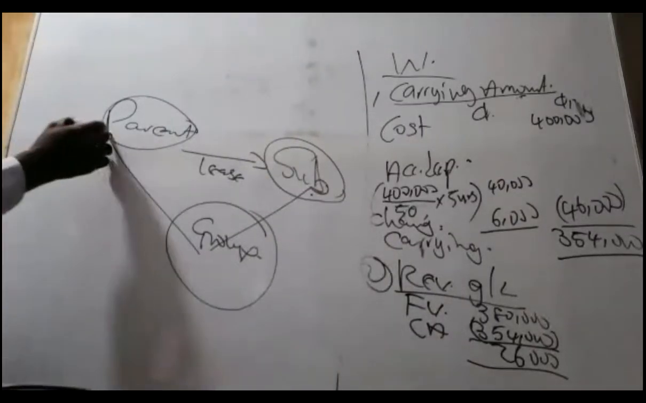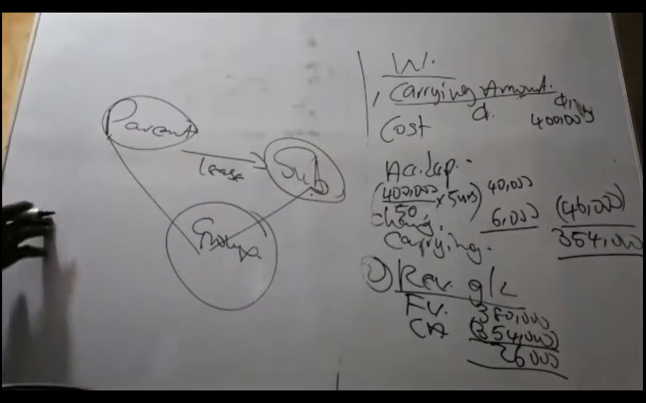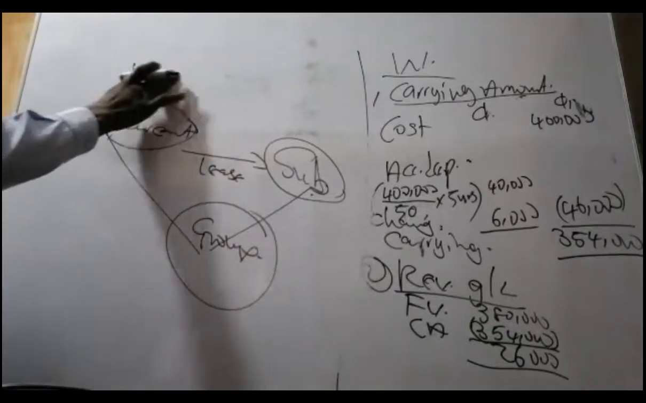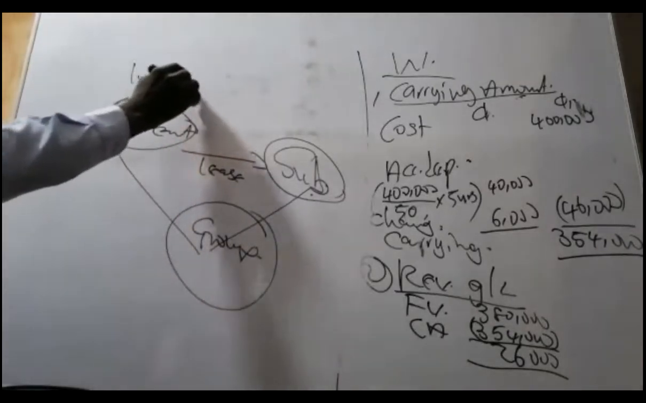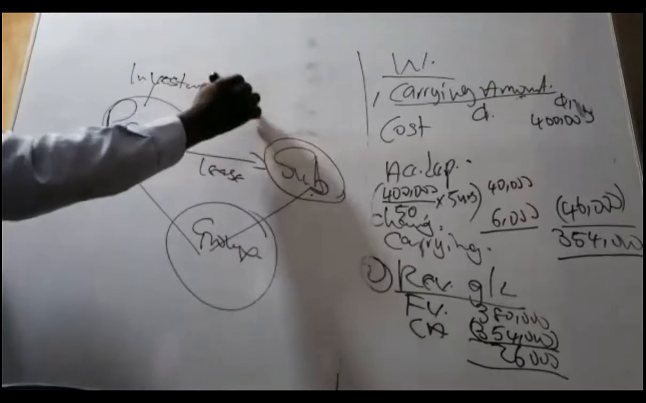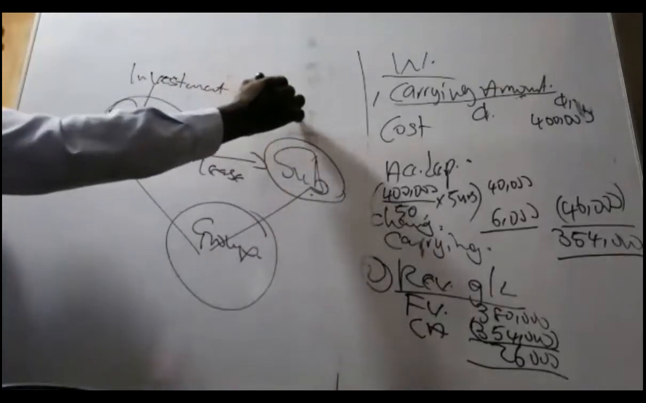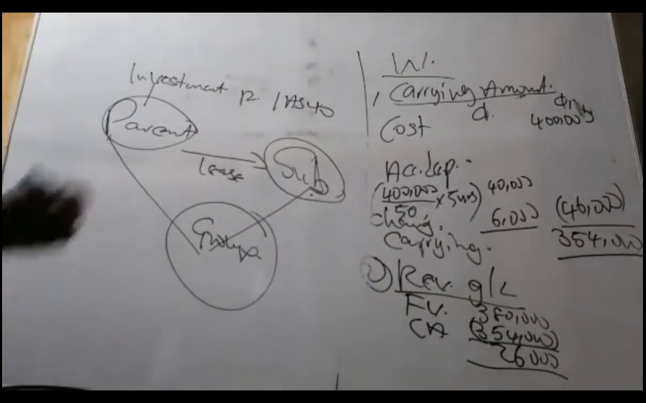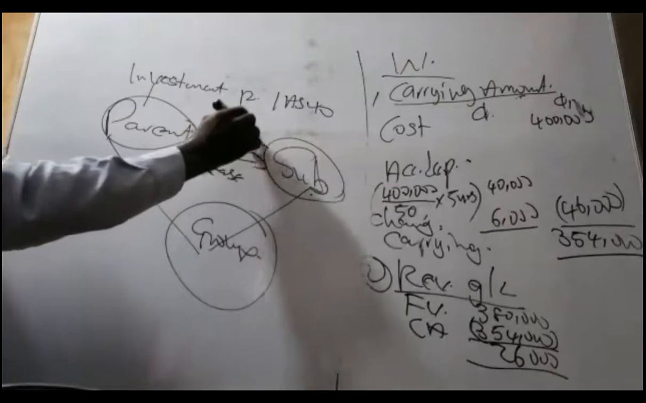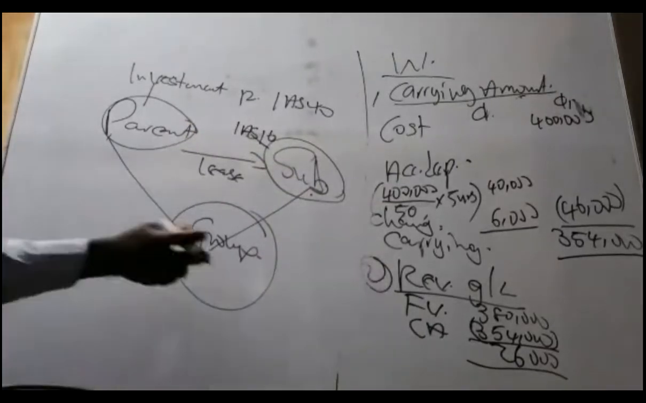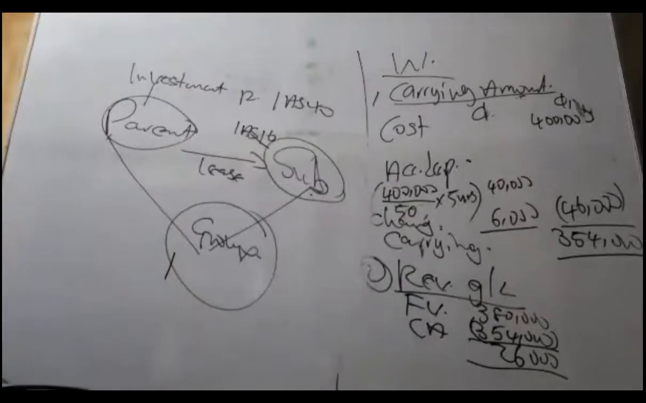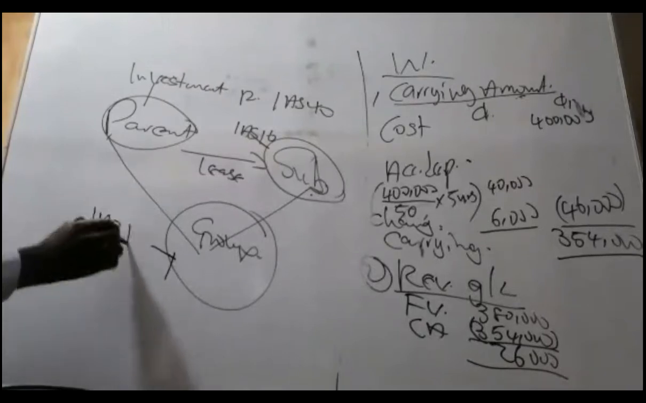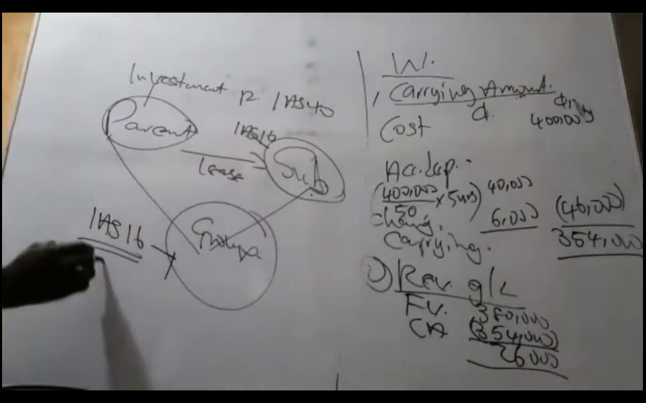So first, the parent is the one doing the leasing, so it becomes what? Investment property. So in the parent books, it is investment property. That is IAS 40. Subsidiary, it is owner occupied, IAS 16. So we use IAS 16 to account for it. In the group account, it must be accounted for under IAS 16. Good, PPE.